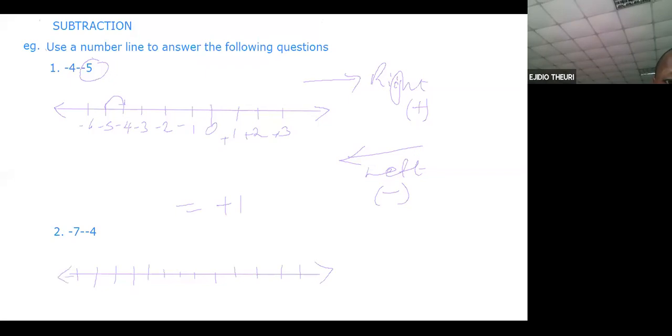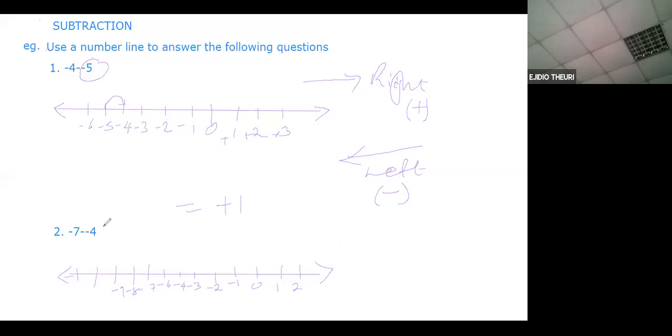So I have 0 here. I want to have my 0 here. -1. I'm using a finger. Let me just press properly. This is 0, -1, -2, -3, -4, -5, -6, -7, -8, -9, 1, 2, and so forth.